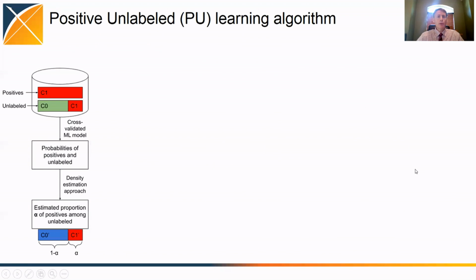The positive unlabeled learning algorithm I'll present involves: you take a set of positives, and a set of unlabeled observations that's a mix of positives, class 1, and negatives, class 0. You use a cross-validated machine learning model to differentiate between these two. You use those probabilities in a density estimation approach to get the proportion alpha of positives amongst the unlabeled, and of course the negatives or controls is 1 minus alpha.